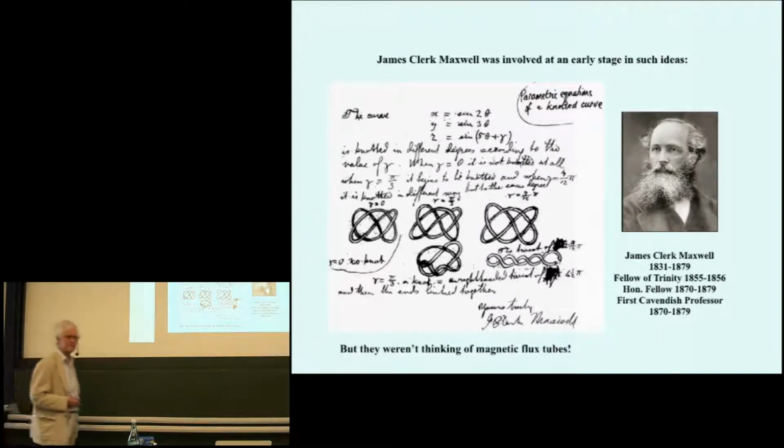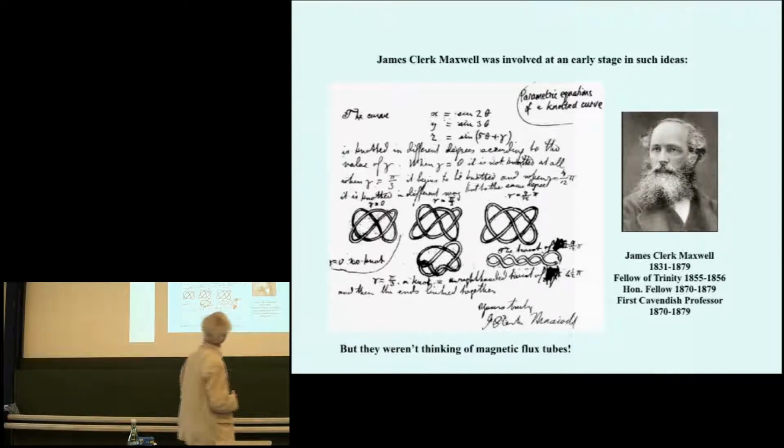He didn't publish this. It was in one of his letters, a letter to his friend and colleague, Peter Guthrie Tait. Maxwell just didn't bother to publish it. He did this sort of thing, scribbled a letter with some wonderful new ideas, and that was it for him. He played with knots, but I don't think he really took them too seriously, unlike Kelvin, who really was very, very committed to them.